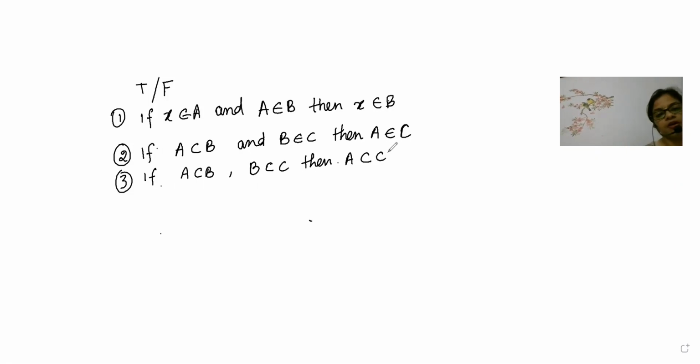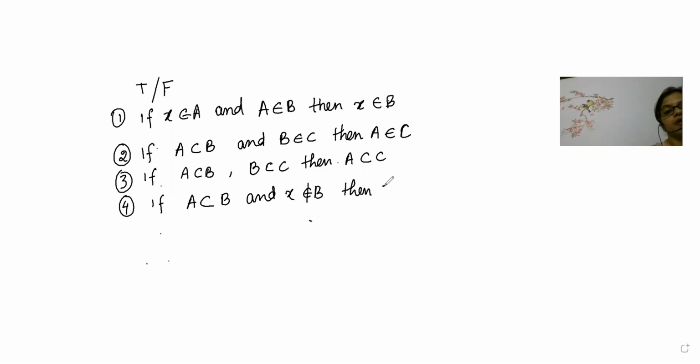Now think about it, beta. Think about the condition. Think about all these conditions. Fourth condition is, if A is a proper subset of B and X does not belong to B, then X does not belong to A. Now tell the answer, beta.